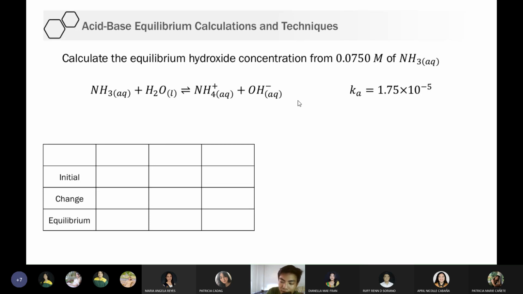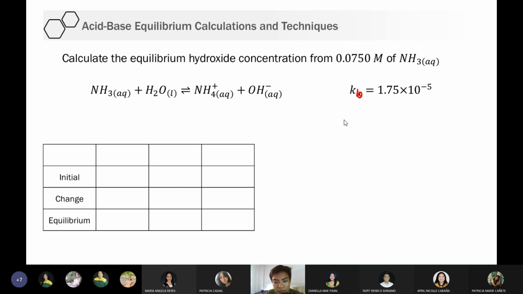By the way, typo to. KB yan. Okay? That's KB. Na-typo lang. Calculate the equilibrium hydroxide concentration from 0.075 molar of ammonia. The reaction of ammonia with water is given. They will produce ammonium ion as the conjugate acid. And hydroxide is the conjugate base. No? Okay. The Kb, or the base dissociation constant, is 175.5.